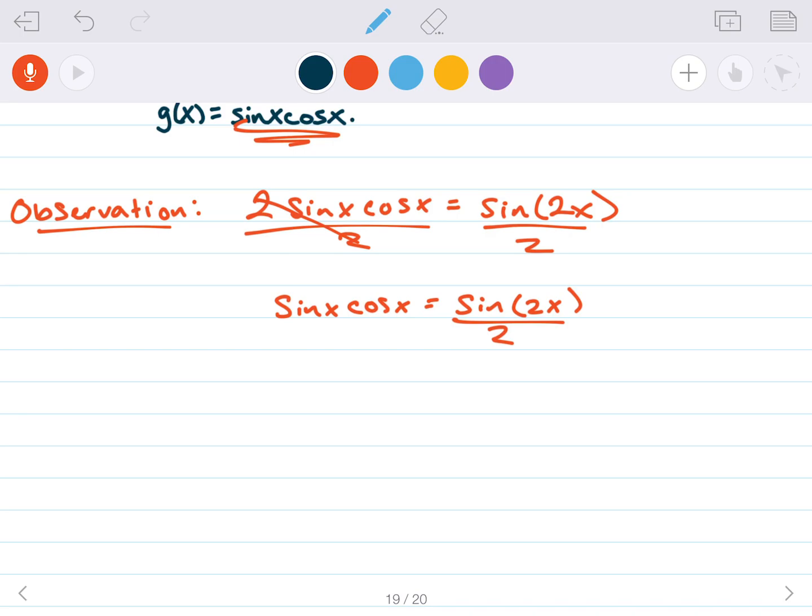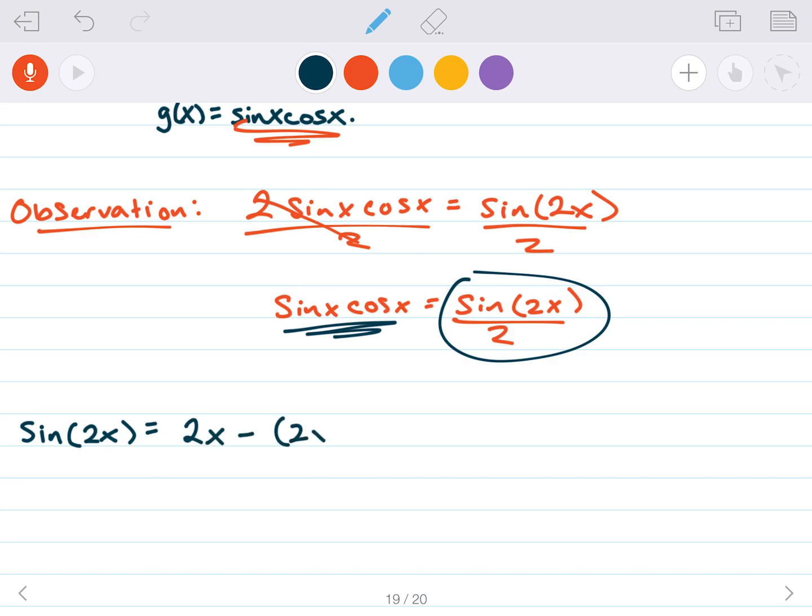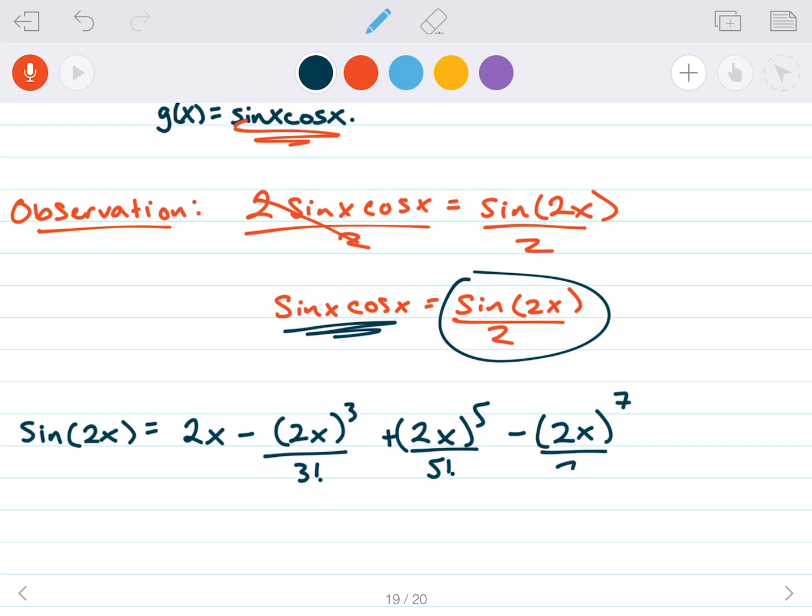So maybe we'll start with sine of 2x first. So this is equal to this, and so the sine of 2x, I'm just plugging in 2x into my sine expansion. So that's going to be 2x minus 2x to the third over 3 factorial plus 2x to the 5th over 5 factorial minus 2x to the 7 over 7 factorial plus 2x to the 9 over 9 factorial, and our pattern continues. So that's sine of 2x.